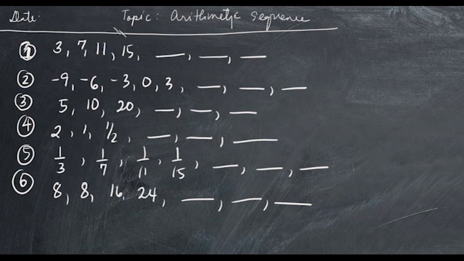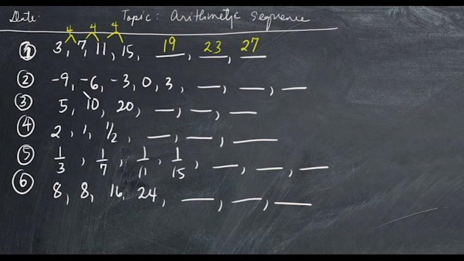Okay. So for this one, 3, 7, 11, 15. Yeah, tama kayo. Nag-a-add lang tayo ng 4. So 15 plus 4, that's 19. Plus 4 again, 23. Plus 4, we have 27. Tama.